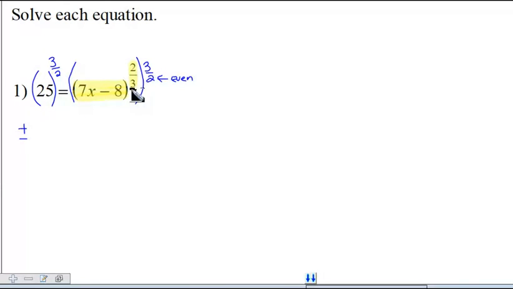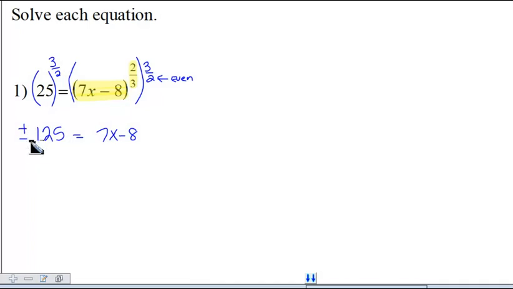So on this side, when I raise a power to a power, I'm going to multiply these two powers together, and that just becomes a power of 1, which means I do not have to write that any longer. And so the right-hand side of this problem will just be 7x minus 8. On the left-hand side, if I take the square root of 25, I get 5. And then when I raise that to the third power, I get 125.